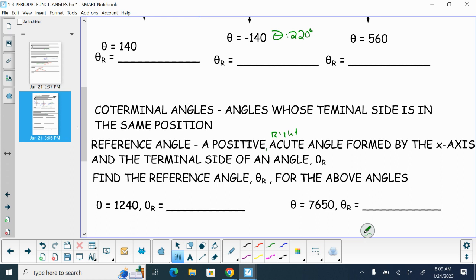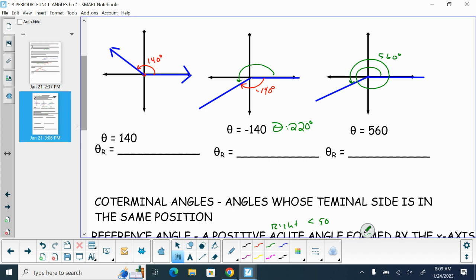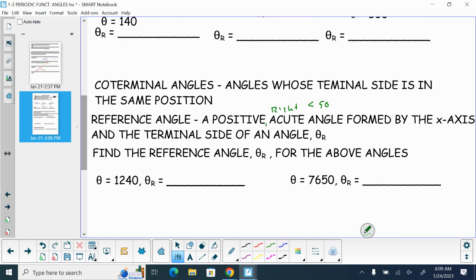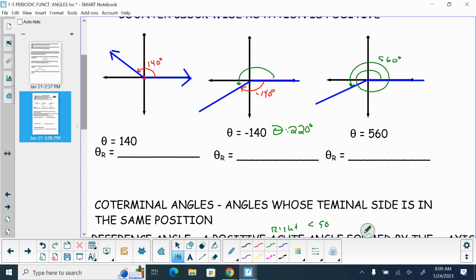Most of the time, we're going to be dealing with acute angles. You have positive and you have acute. What's it mean to be acute? Less than 90 degrees. So you're talking about smaller than 90 degrees. So if we take a look at our angles up here, how we symbolize the reference angle is we just put a subscript R. Terminal side and the x-axis. Here's your terminal side, here's your x-axis. This is your reference angle.